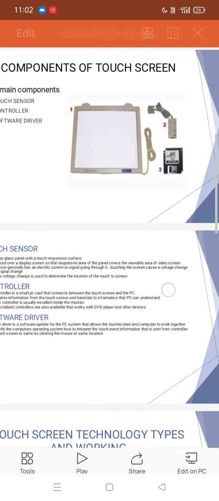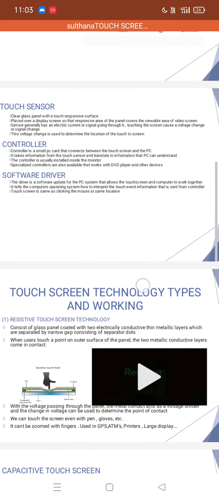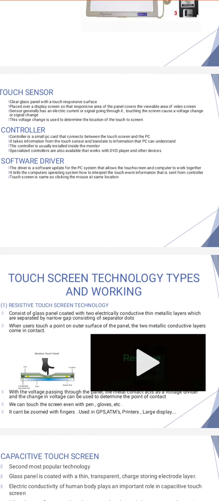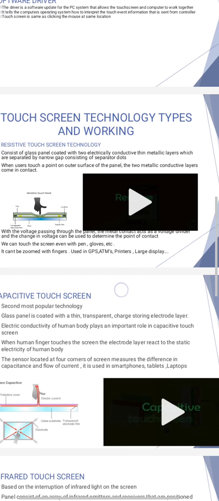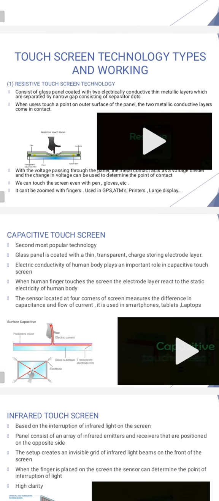And our last component is the software driver. The driver is a software update for the PC system that allows the touchscreen and computer to work together, and it tells the computer's operating system how to interpret the touch event information that is sent from the controller. As we all know, in the case of a computer, we use a mouse, and a touchscreen is the same as clicking the mouse at the same location. And let's move on to the working.